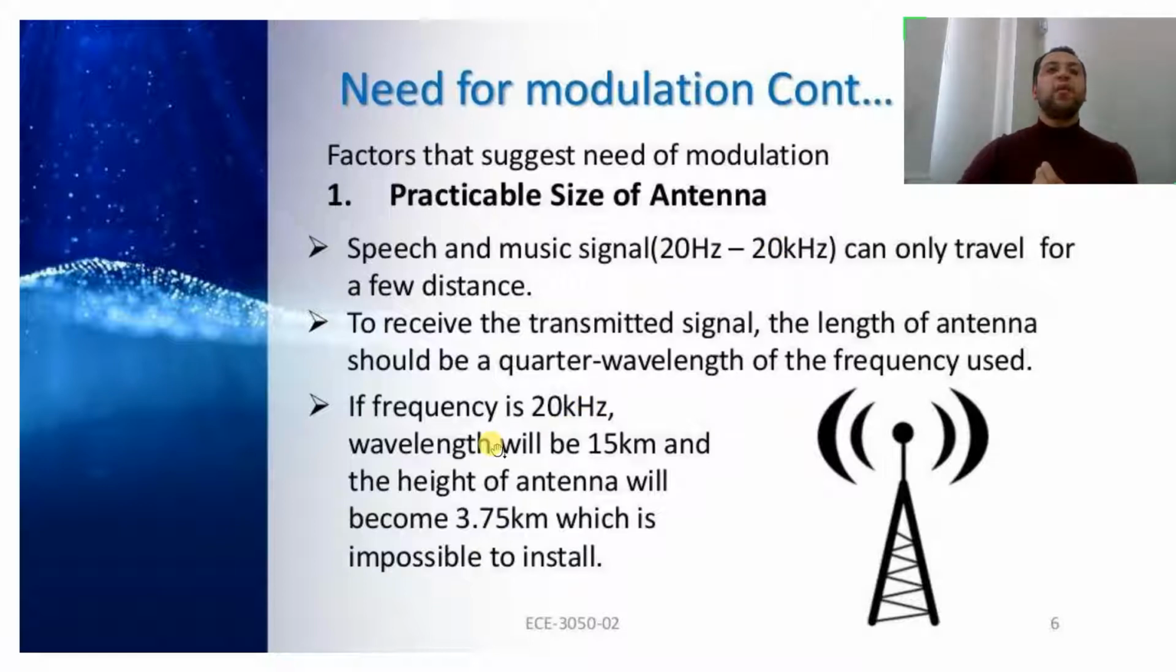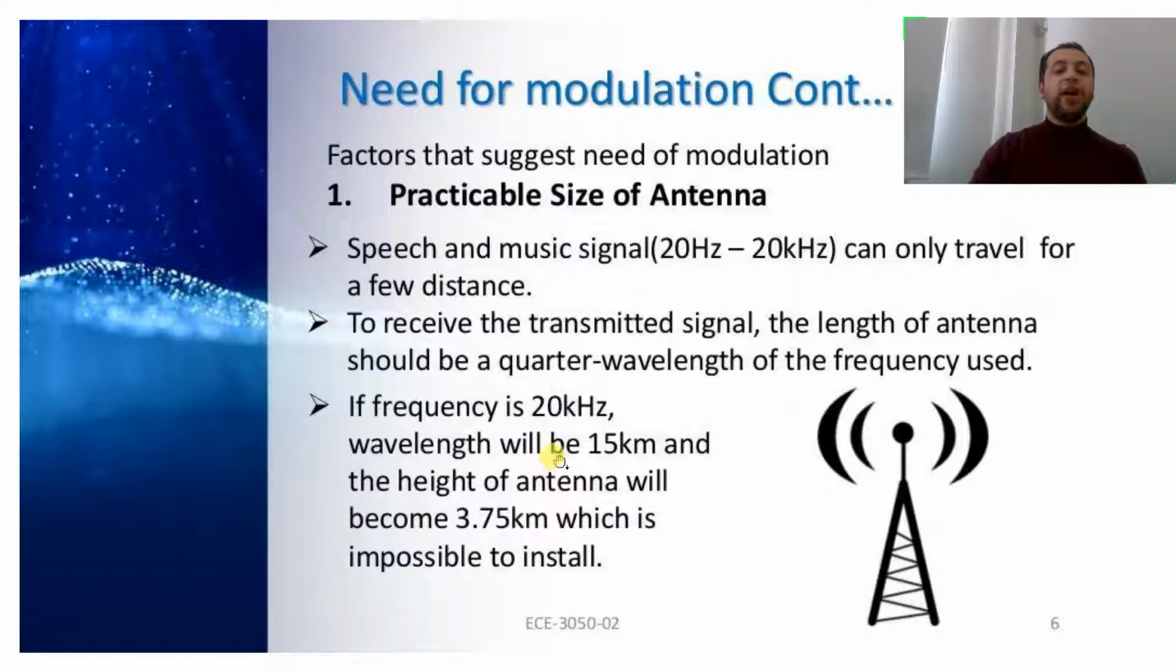What's the frequency here? Let's say the frequency is 20 kilohertz. What's the wavelength in this case? The wavelength of the antenna. From the equation lambda multiplied by frequency equals the speed of light, lambda is going to be equal to c, the speed of light, over the frequency. What's the speed of light? 3 multiplied by 10 to the power 8 meters per second. What's the frequency here? 20 kilohertz. Divide them over each other. What will be the wavelength? 15 kilometers. The wavelength is going to be 15 kilometers.